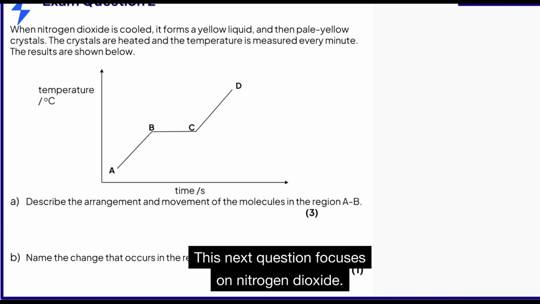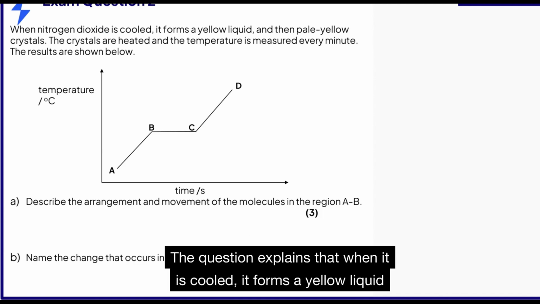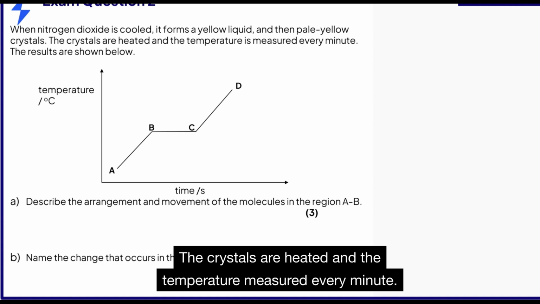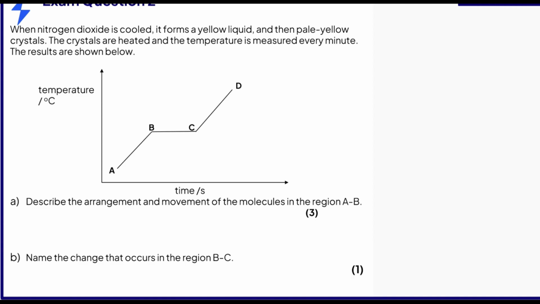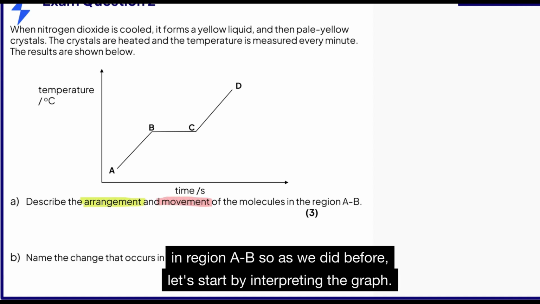This next question focuses on nitrogen dioxide. The question explains that when it is cooled, it forms a yellow liquid and then pale yellow crystals. The crystals are heated and the temperature measured every minute. Part A asks you to describe the arrangement and movement of the molecules in region A to B.